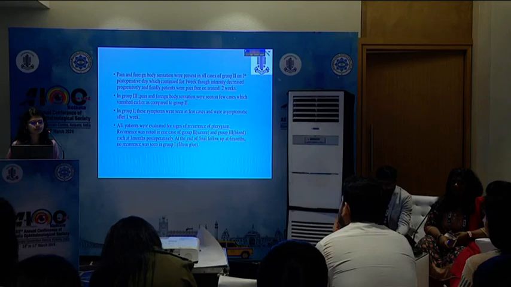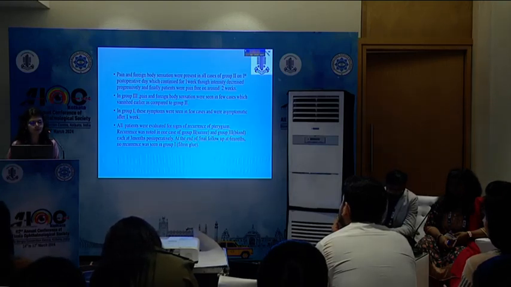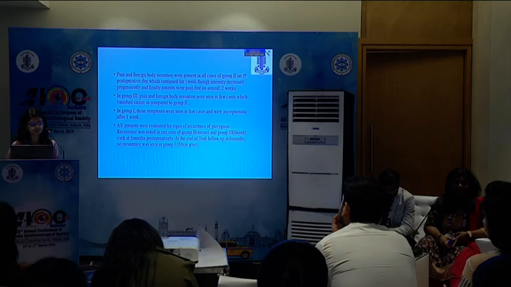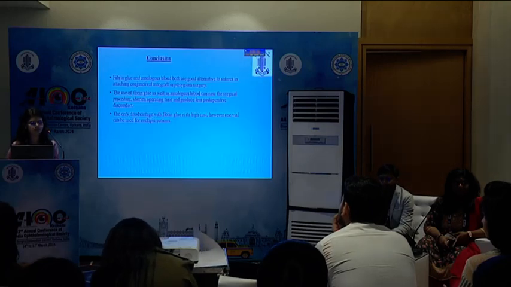In group 1, the symptoms were present in few cases and were asymptomatic after 1 week. All the patients were evaluated for signs of recurrence of pterygium, and it was noted in group 2, that is with suture, and group 3, blood, after 3 months of the post-operative period. At the end of the final follow-up of 6 months, no recurrence was seen in group 1, that is with fibrin glue.